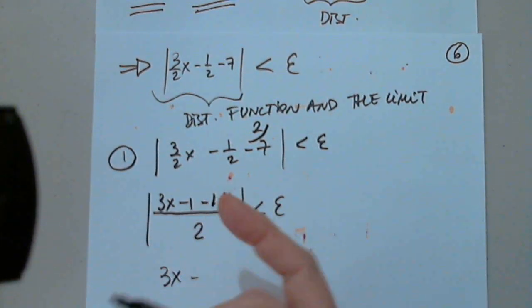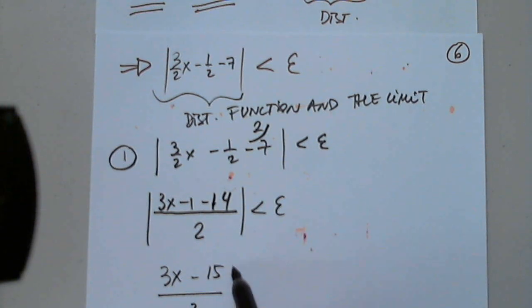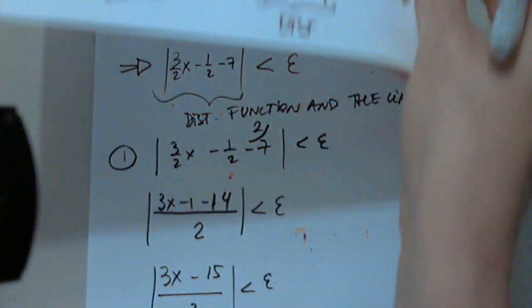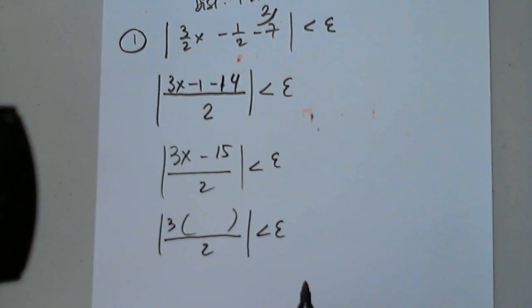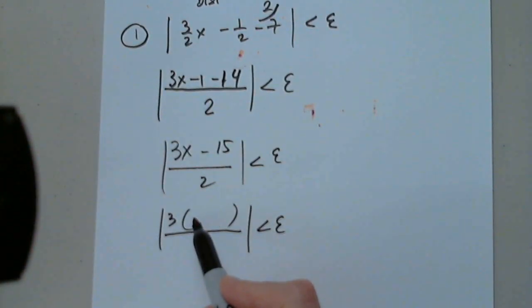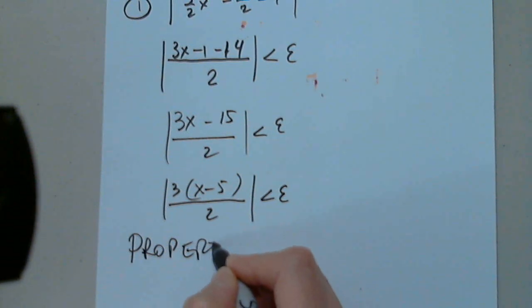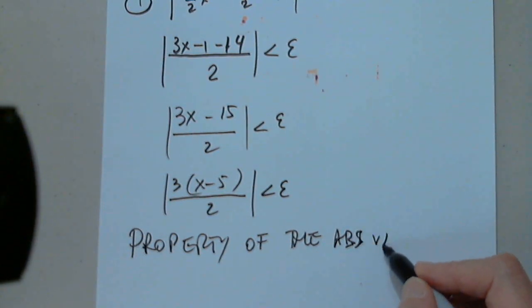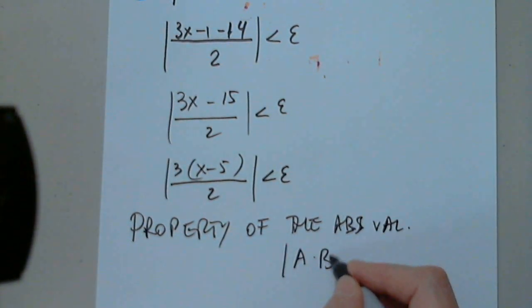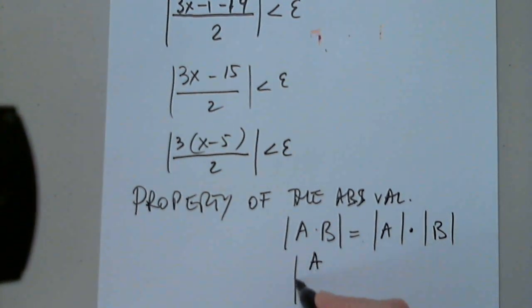Combine like terms. 3x minus 15. Excellent. Good. Let's factor out. What do I factor out at the top? 3. Excellent. What is left in parentheses? X minus 5. Excellent. Now, this is very important. This is the property of the absolute value. There are 2 properties of the absolute value. Here's one. The product equals the product of the absolute values. And the ratio, the same thing.